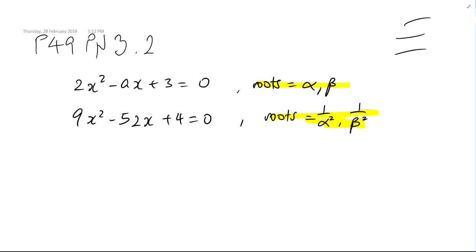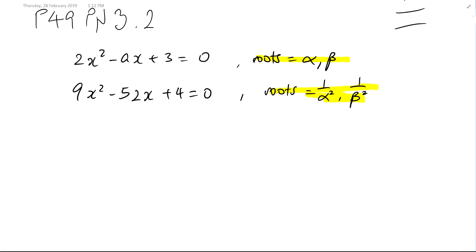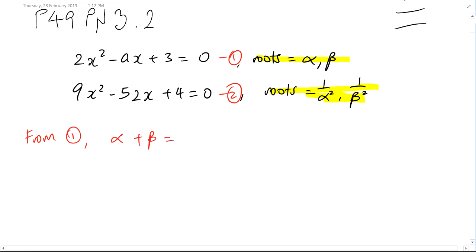What do we write? Find the negative b over a. Okay, write down the sum of roots and product of roots, isn't it? So first, from equation number 1, the sum of roots, meaning alpha plus beta. What does that give me? Negative b over a. What is b? Negative of negative a, isn't it?